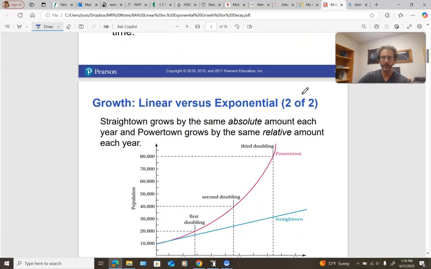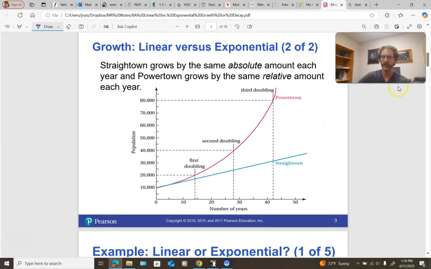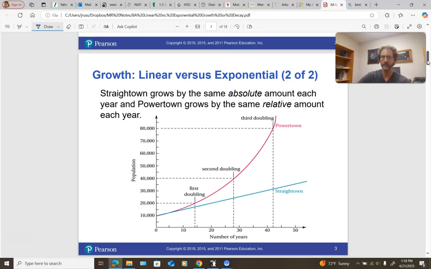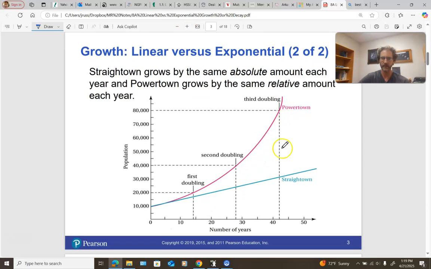All right. So here's a graphic that shows you the difference in how things increase depending on whether they're increasing linearly or exponentially. We've got Straight Town, which grows by the same absolute amount each year. I'm going to zoom in here. This line right here, guys, represents Straight Town. I don't know by how much it's growing, but it looks like it starts out at 10,000, and after 10 years it's gone to close to 14,000. So maybe it's growing by 4,000 or 5,000 people each year.